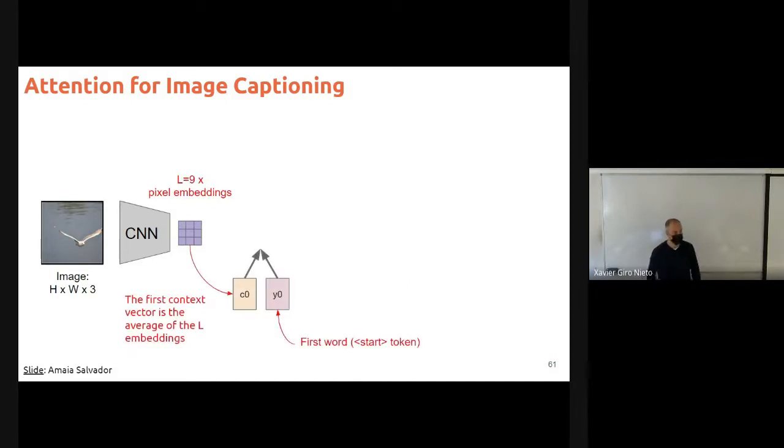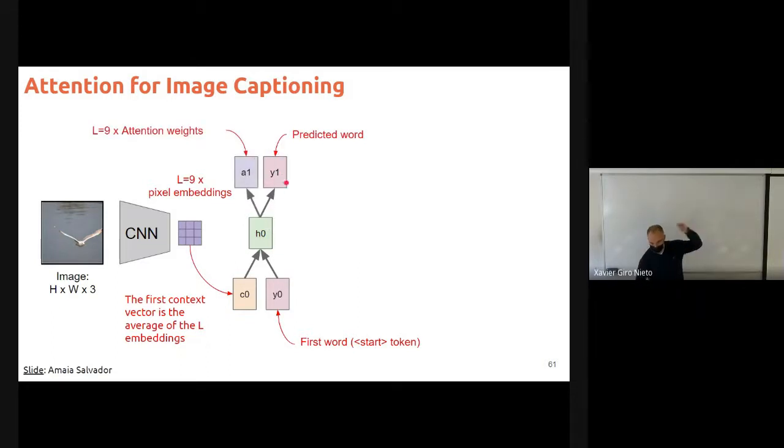Then let's start decoding. In order to decode text, we feed this special token to say, okay, start decoding. So now we have the average of all the pixel embeddings and the start token. We feed that into the RNN. This H0 means the hidden state of the RNN. We predict the word, okay, whatever, and now we also predict the attention weight in this setup.